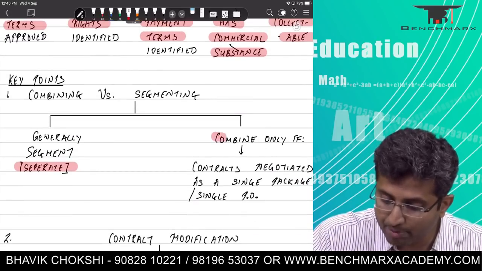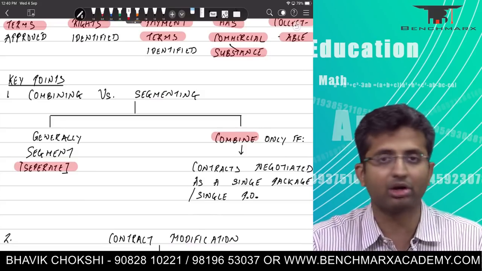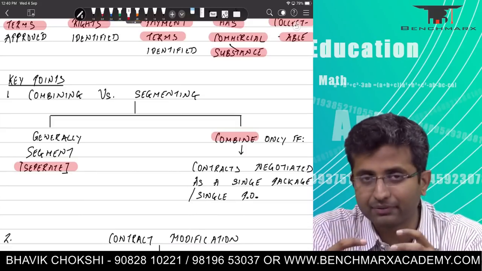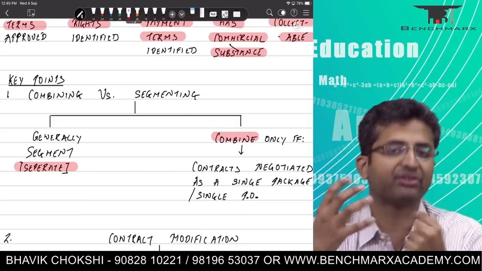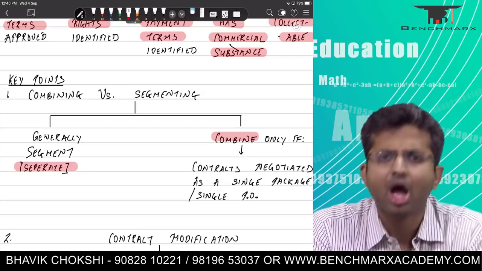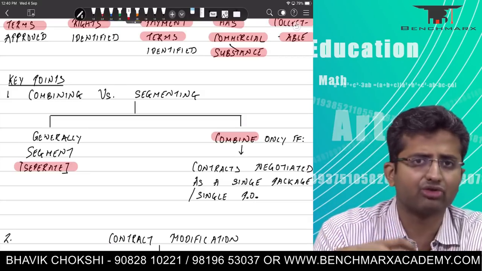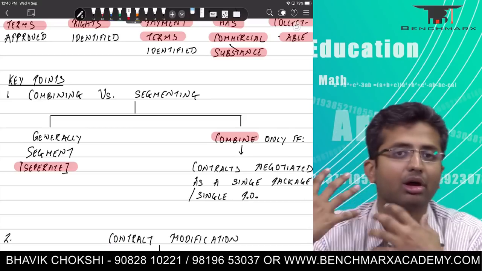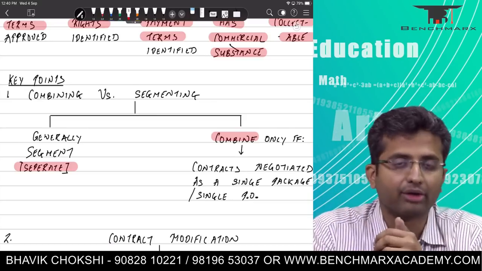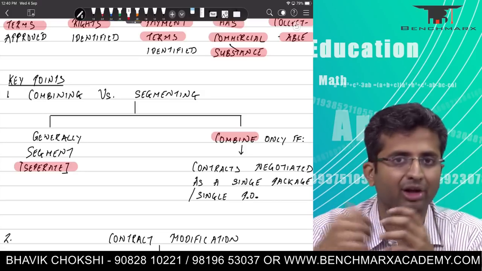However, is combination possible? Can you combine the contracts and show it as one? Well, the standard says it is possible only if the contracts are negotiated as a single package at the same time and they are subject to a single performance obligation. For example, let us say the Himachal Pradesh government comes up with a contract for 5 dams. It is an all or nothing contract. So 3 are profit making, 2 are loss making.